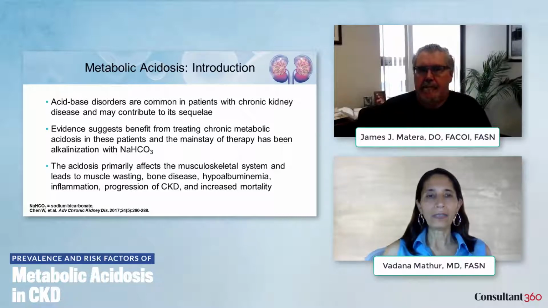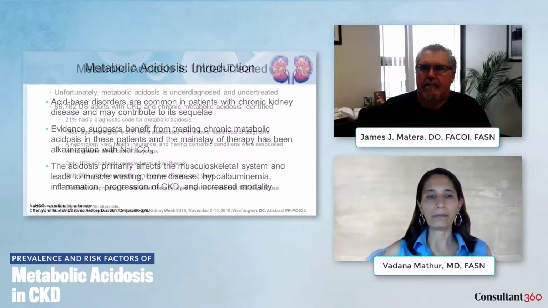The acidosis affects primarily the musculoskeletal system as well as the kidneys. In the musculoskeletal system, we have muscle wasting, bone disease, hypoalbuminemia, inflammation, and also progression of chronic kidney disease. And all of these things contribute to the increased mortality that's observed in patients who have metabolic acidosis compared to those who do not and have equivalent levels of chronic kidney disease.